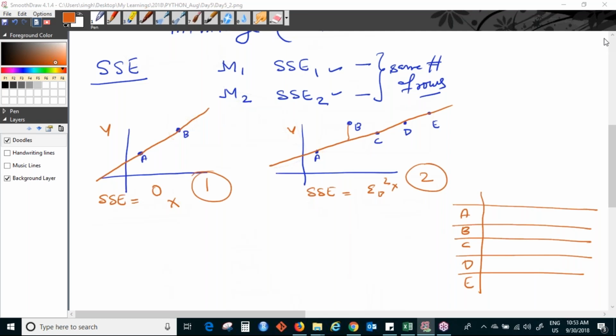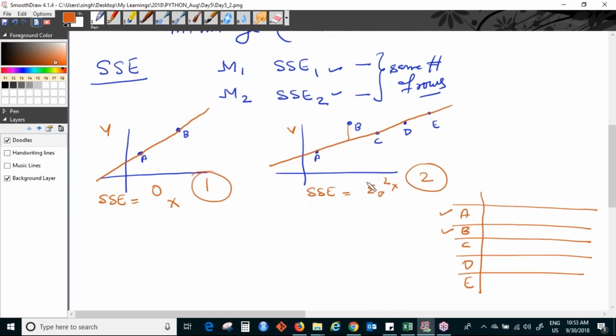Okay, so now what we have to discuss is which model is better. Can we decide which model is better? Let's say you were given these 5 rows of data. Half of you did not take all the rows. You just took row A and row B, just 2 rows, and you plotted this model. And what others did is they took all the rows and plotted this model.